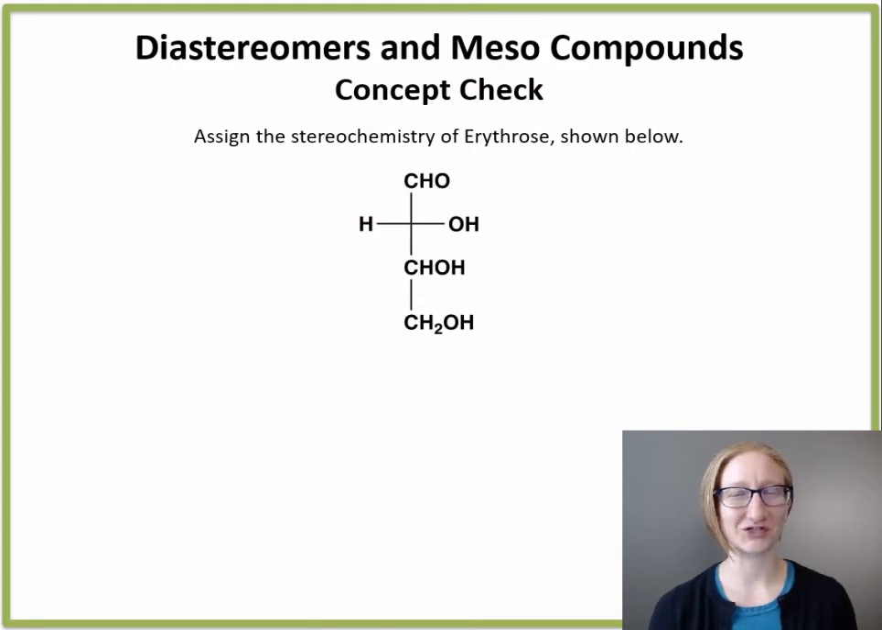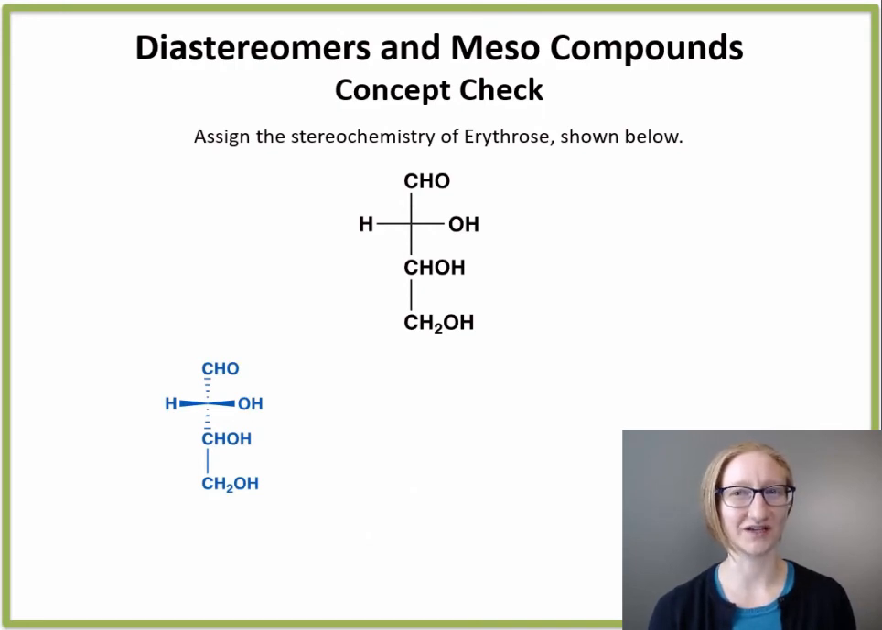Here we're given a Fischer projection and asked to assign the stereochemistry. For this example, I recommend converting the Fischer projection to a wedge-dash drawing that you're more used to looking at and thinking about. To do that, we need to remember that the horizontal positions are coming forward and the vertical positions are pointing backward. Then we can draw this structure. It's not a correct depiction of stereochemistry, but it helps us convert the Fischer projection into a line drawing.